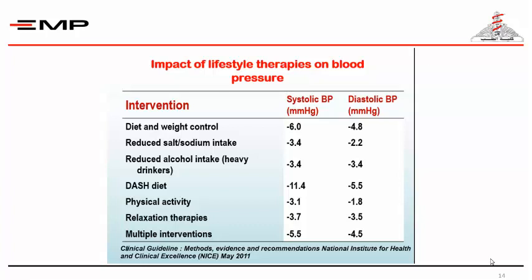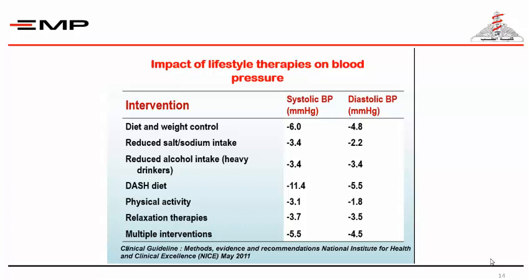This table shows you how lifestyle modifications can reduce the systolic and the diastolic blood pressure by variable degrees. It's worth saying that it is a cumulative effect. So if you are working on more than one item of lifestyle modification, the reduction in blood pressure, systolic and diastolic, will be more than if you worked on one item. Diet and weight control alone can reduce the systolic blood pressure by 6 millimeters of mercury and the diastolic by 4.8, for example.